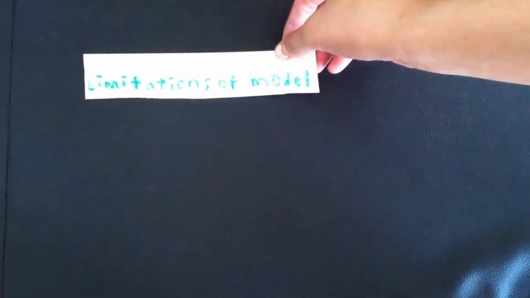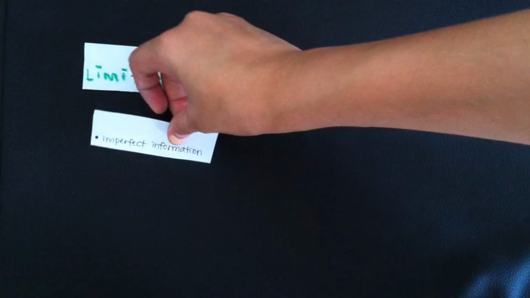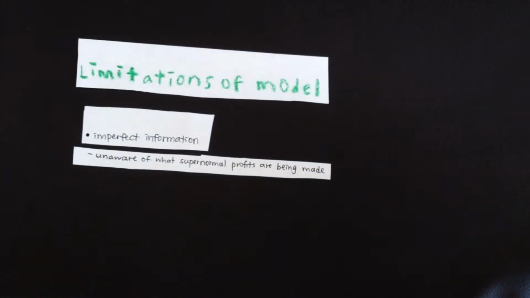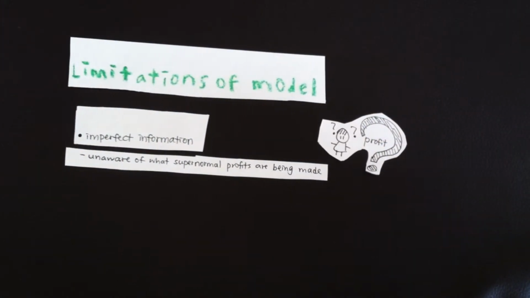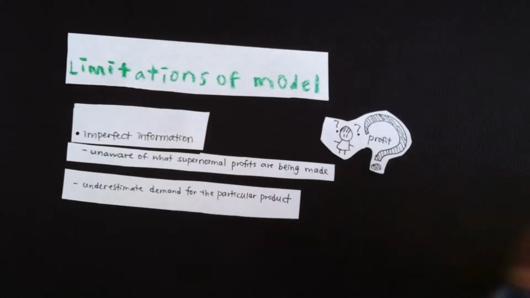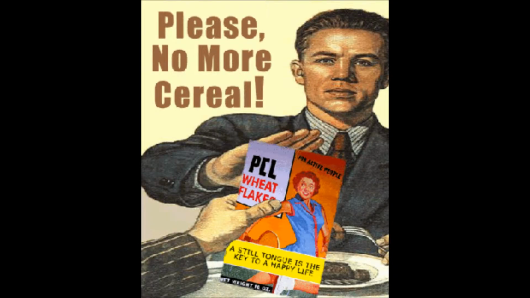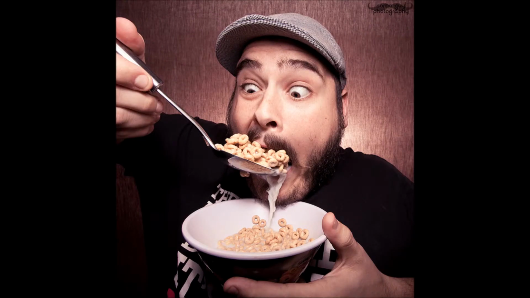There are various problems in applying the model of monopolistic competition to the real world. First, information may be imperfect, as firms will not enter an industry if they are unaware of what supernormal profits are being made, or if they underestimate the demand for the particular product they are considering selling. For instance, firms think that cereals are not acceptable for every person, but it might actually be wrong. Lack of information resulted in serious misallocation and the coexistence of a market.